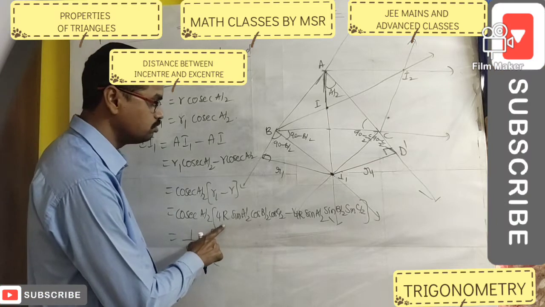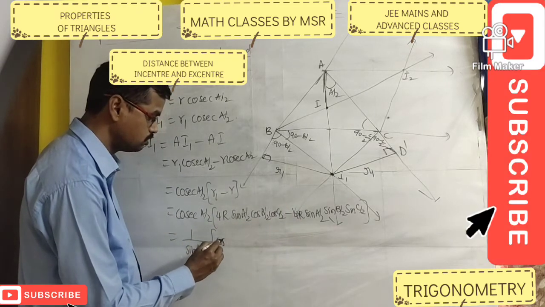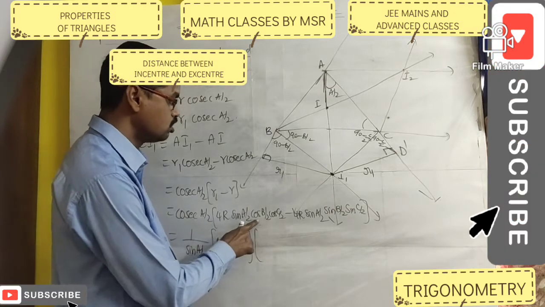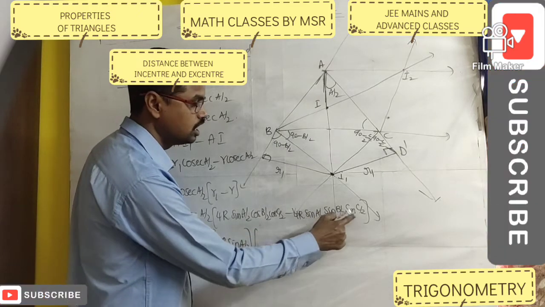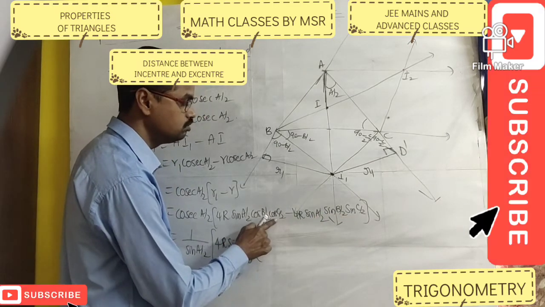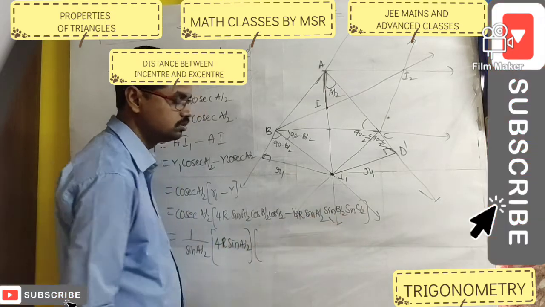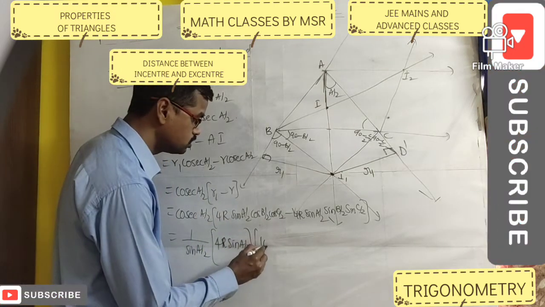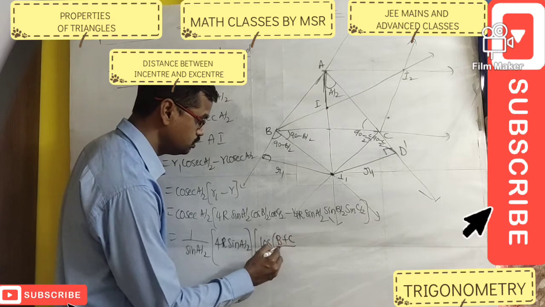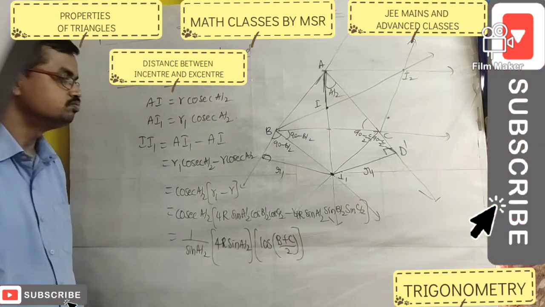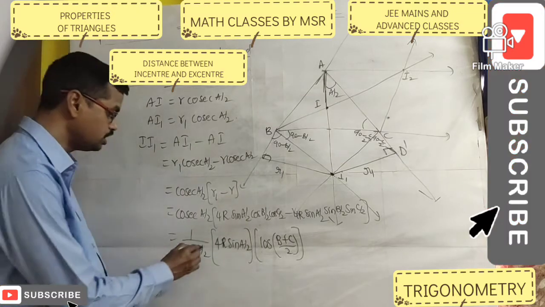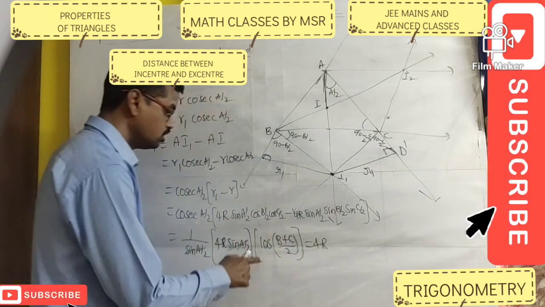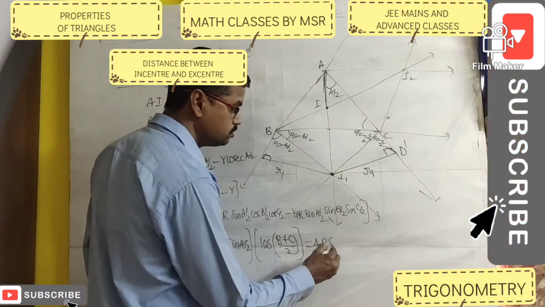Here, what can we take common? 4R sin A by 2 we can take common. We are left with cos B by 2 cos C by 2 minus sin B by 2 sin C by 2. That is cos C cos D minus sin C sin D, which is cos of A plus B. So it is cos of (B plus C) by 2. Here sin A by 2 cancels, and you will get 4R, and cos of (B plus C) by 2 is nothing but sin A by 2.